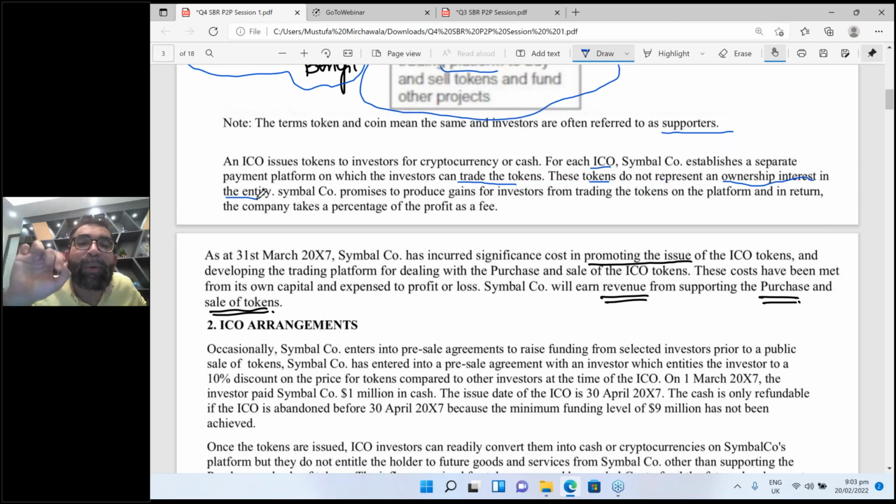One is IPO, initial public offering. Hope you know the shares. When a limited company issues shares, shares are equity instruments, because shares give ownership interest to investors. But these tokens do not give any ownership interest to the investors. So that's why this is not equity at all. This should be very clear, it's not equity.